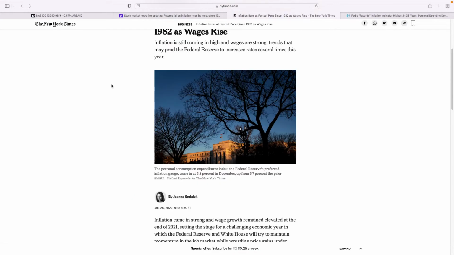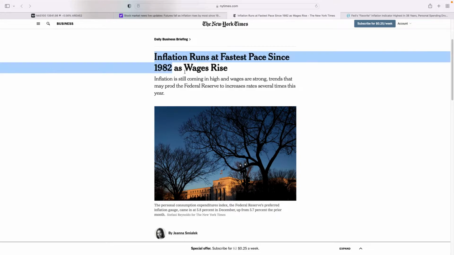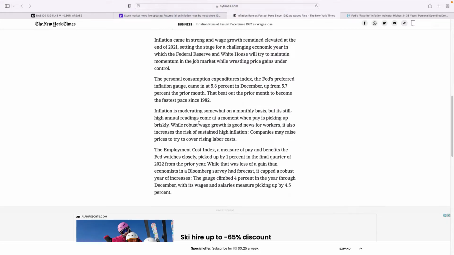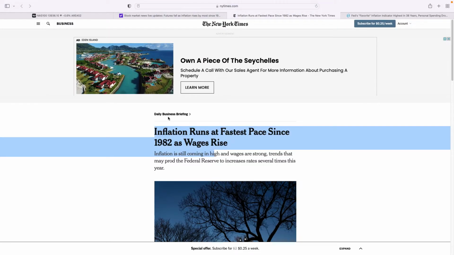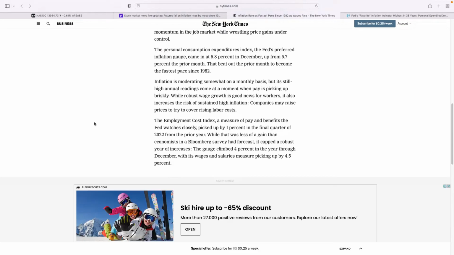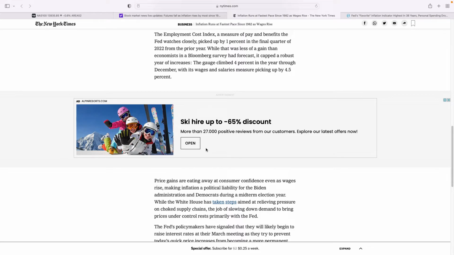This article from the New York Times over here says inflation runs at its fastest pace since 1982. Now we can see here, okay, inflation came in strong and wage growth remained elevated at the end of 2021. Now the PMI data that we are going to get next month will give us a good indication of exactly if inflation had continued to go up as well.